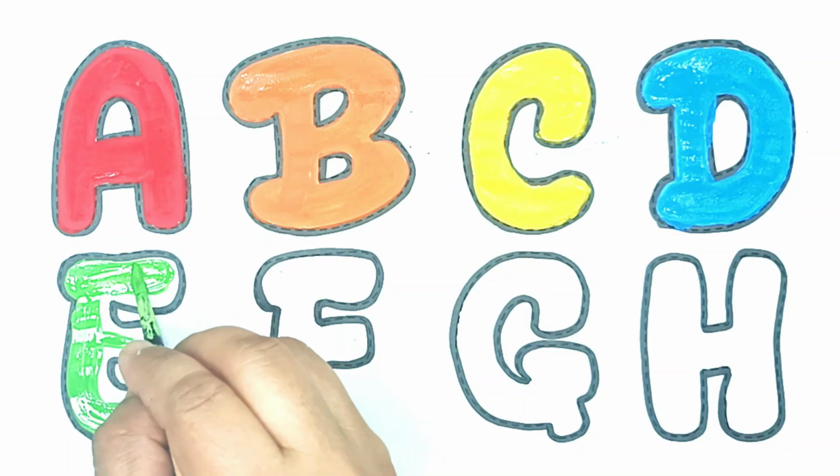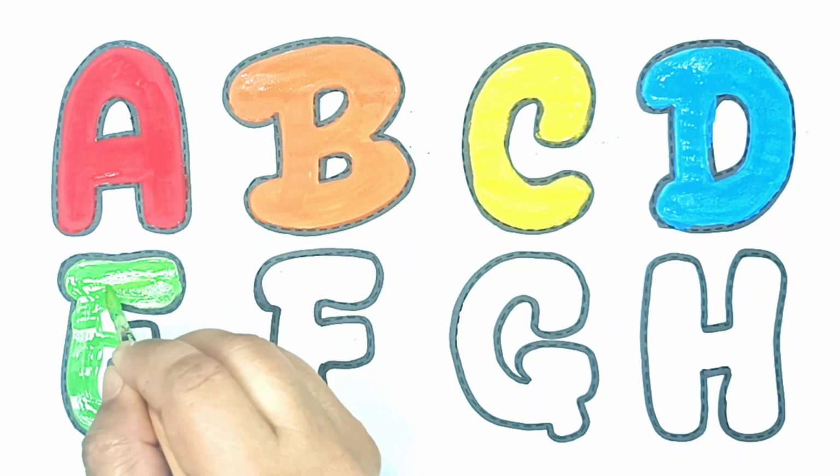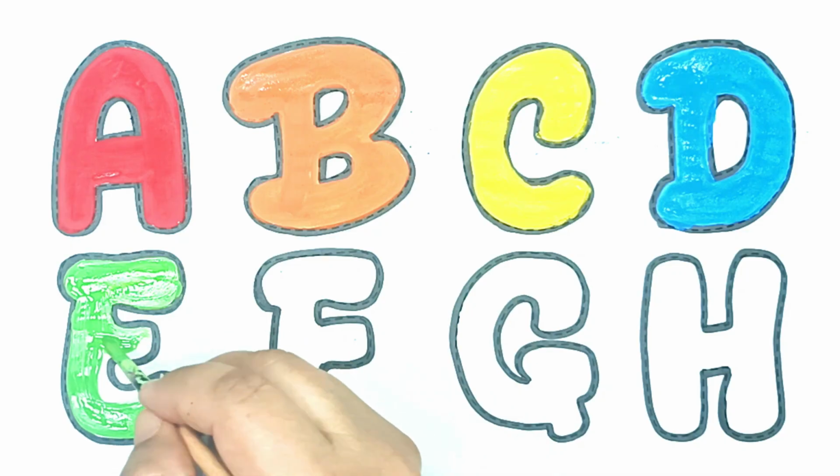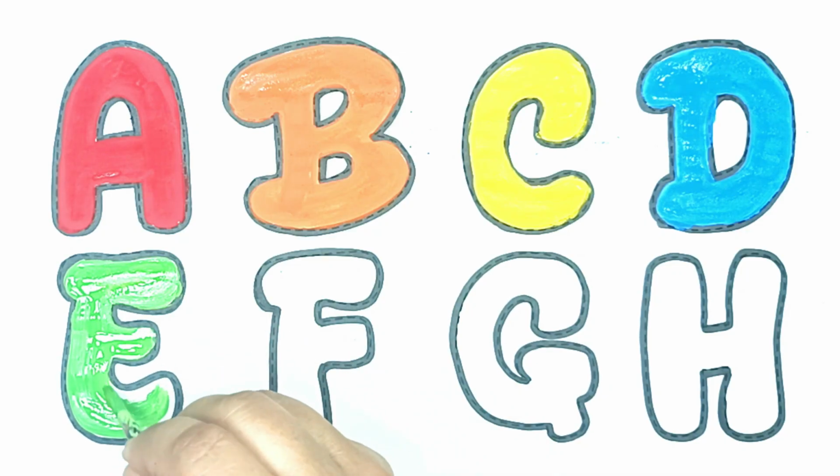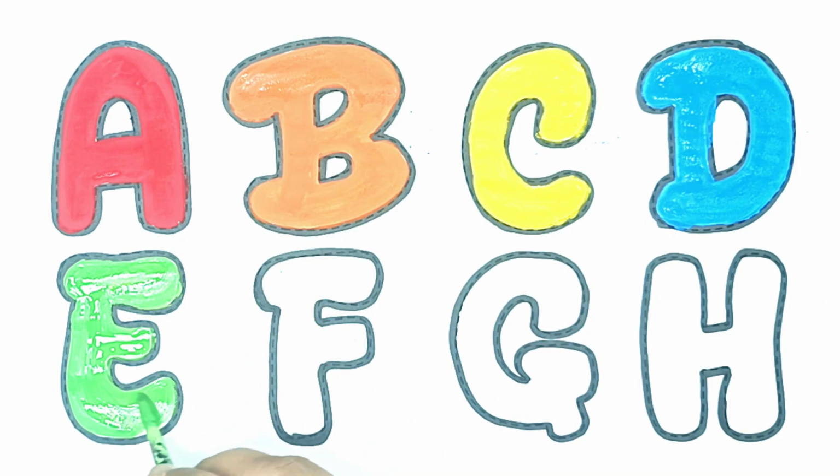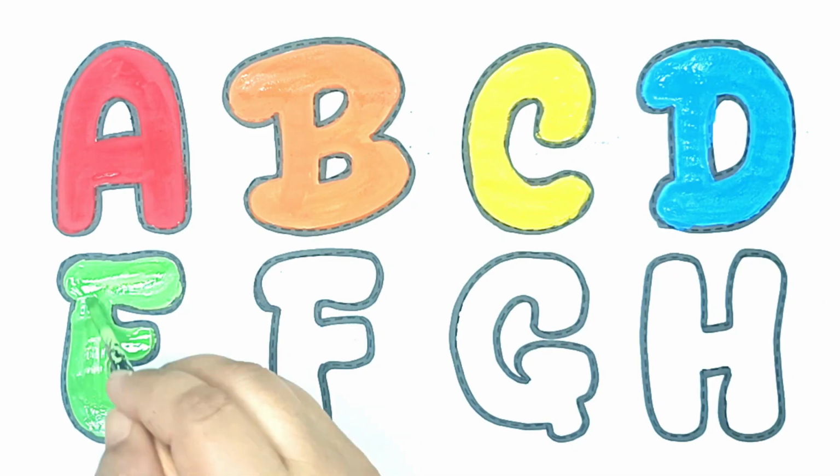E is for elevator. E is for egg. E is for egg, the white and the yolk.